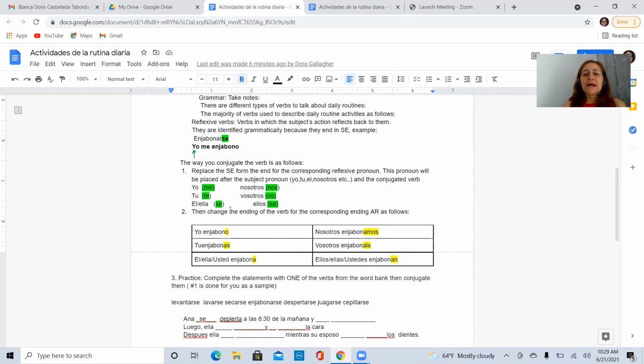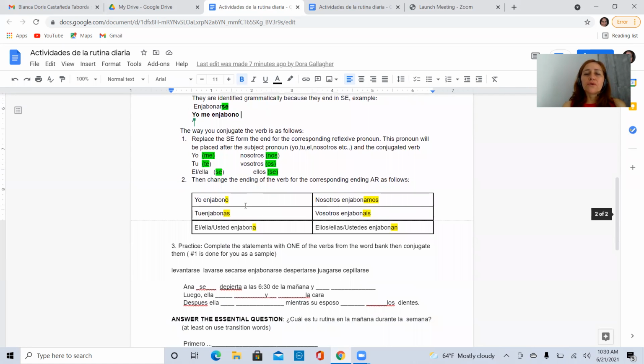Él o ella se enjabona. Nosotros nos enjabonamos. Vosotros os enjabonáis. Ellos se enjabonan. So you place the reflexive pronoun that you take away from the ending of the verb in infinitive between the subject pronoun and the conjugated verb. So after that, what do you have left? For this particular lesson, all the verbs are AR verbs. So after you take the SE off, you have an AR verb.